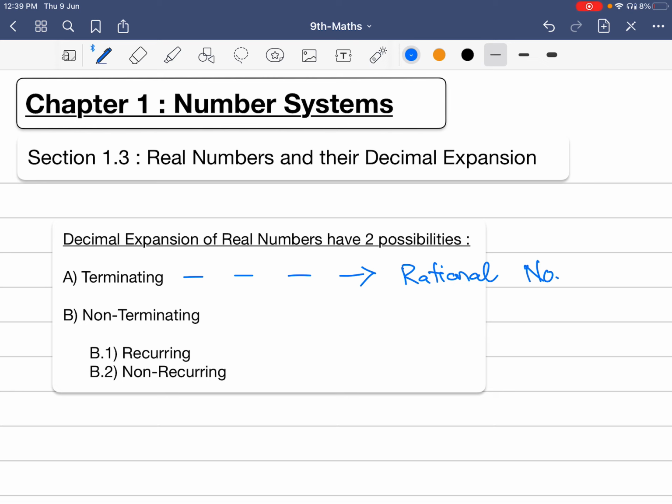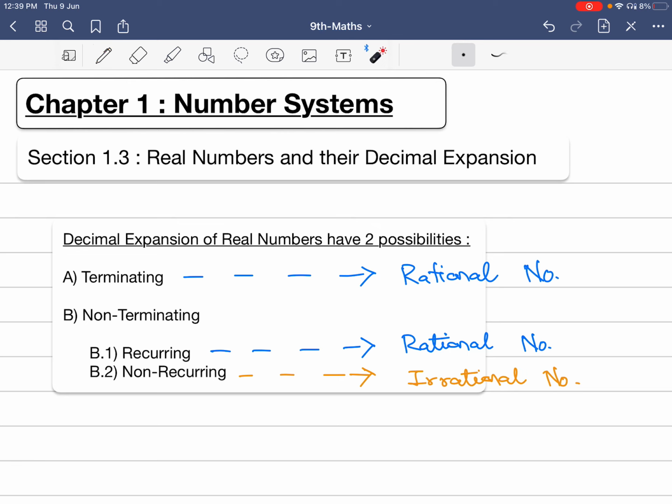Now next, if we have a real number whose decimal expansion is non-terminating but recurring, that is also a rational number. However, if it is non-terminating as well as non-recurring, then that is an irrational number.